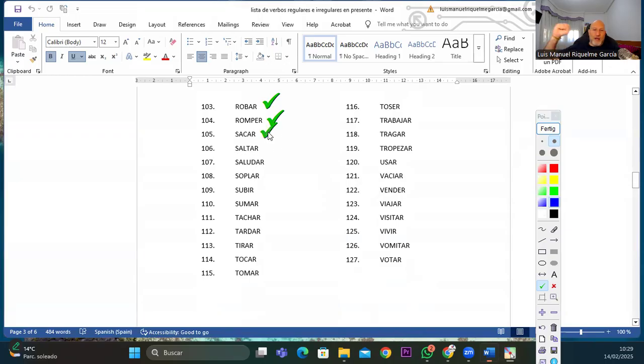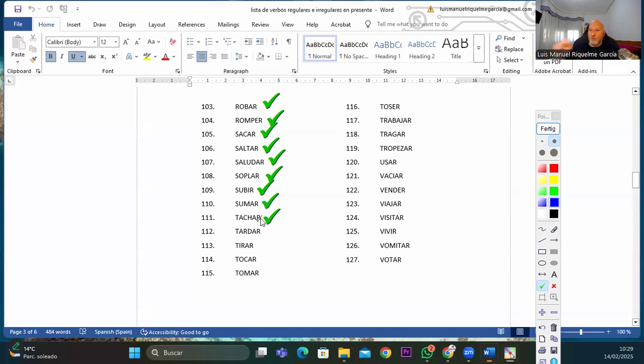Sacar, to take out. Saltar, to jump. Saludar, to say hello, to greet. Soplar, to blow. Subir, to go up or to raise something, to increase something. Sumar, to add, but in terms of numbers. 2 plus 2 equals 4, to add, sumar.